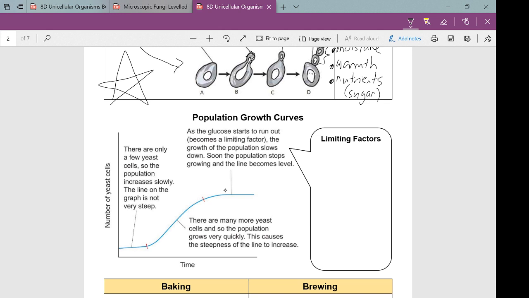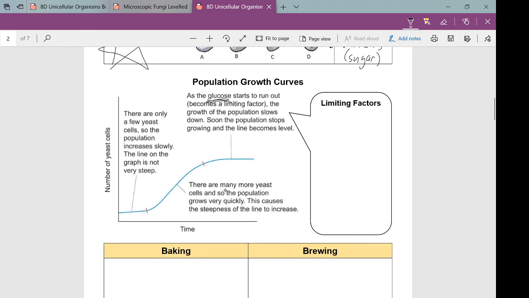So for example, if there was a limited supply of water, that would limit how many yeast cells can be in a particular area. If you start cooling it down, that might limit it. Or if you have a limited amount of sugar, that will limit it as well. In this case of this graph, the limiting factor was glucose, which is sugar. But in general, a limiting factor could be anything. It could be anything that basically tops off the population.